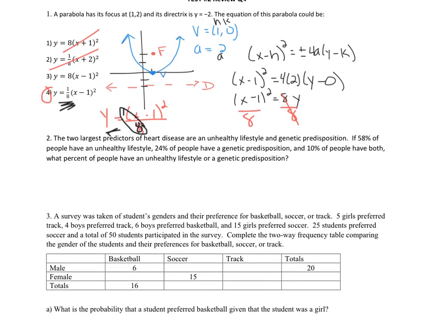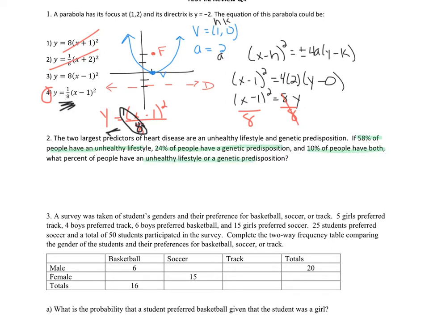The next question says the 2 largest predictors of heart disease are an unhealthy lifestyle and a genetic predisposition. 58% of people have an unhealthy lifestyle, and 24% have a genetic predisposition, and 10% have both. What percent of people have an unhealthy lifestyle or a genetic predisposition?